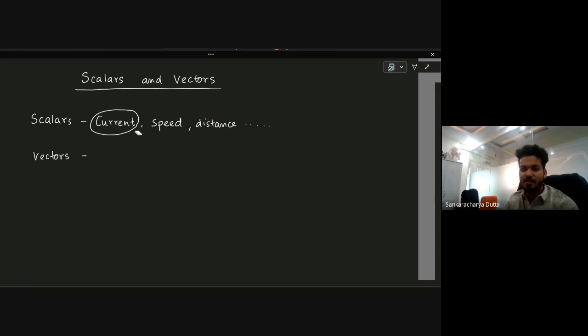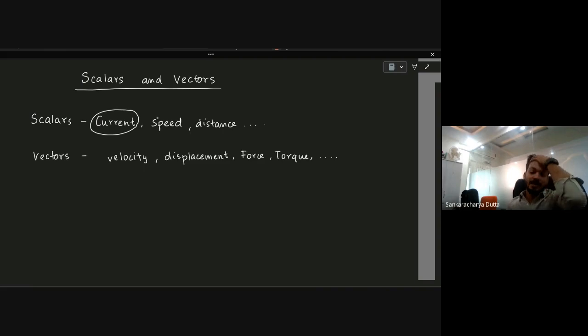You can find out other quantities from your textbook. Over the period of time, we'll be discussing more and more quantities in physics, and for those quantities we'll always know whether it has a direction associated with it or not. Vector quantities, on the other hand, are something like velocity, displacement, force, torque, and so on. These quantities have a magnitude as well as an associated direction.